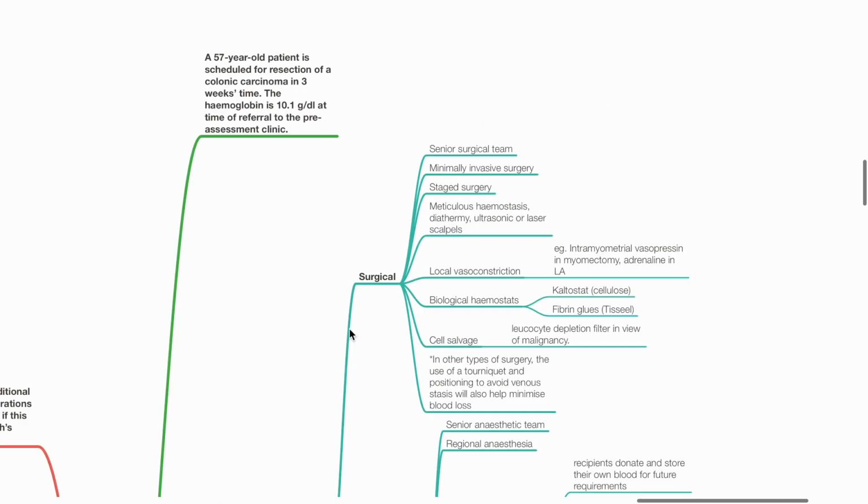Surgical strategies include senior surgical team, minimally invasive surgery, staged surgery, meticulous hemostasis with diathermy, ultrasonic or laser scalpels, local vasoconstriction, biological hemostats such as cellulose and thrombin, cell salvage with leukocyte depletion filter in view of malignancy. In other types of surgery, the use of a tourniquet and positioning to help avoid venous stasis will help minimize blood loss.